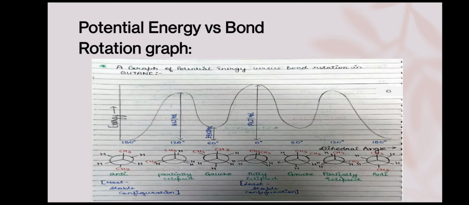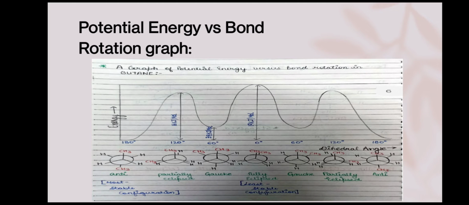The next structure is the partially eclipsed structure of the butane molecule. The angle is 120 degrees, and we can clearly see the spike in the graph here, that suddenly the graph rises from the x axis towards the y axis, and the energy barrier is 16 kilojoules per mole. So this partially eclipsed structure is high in energy. That's why it is comparatively less stable.